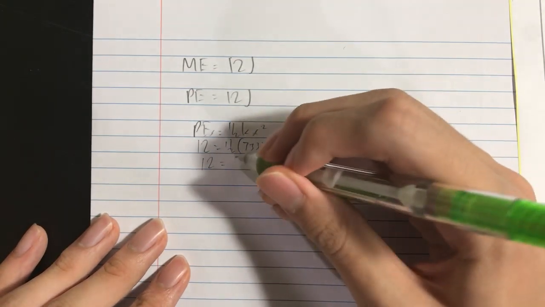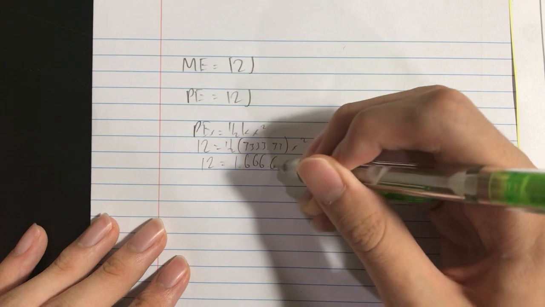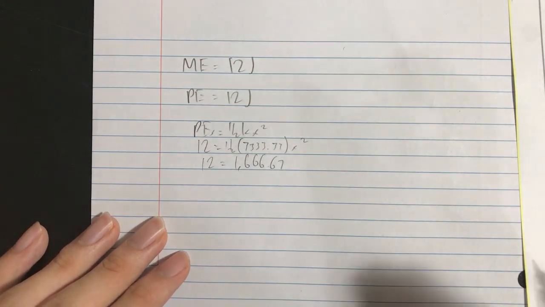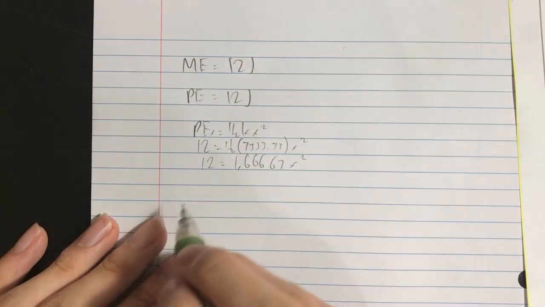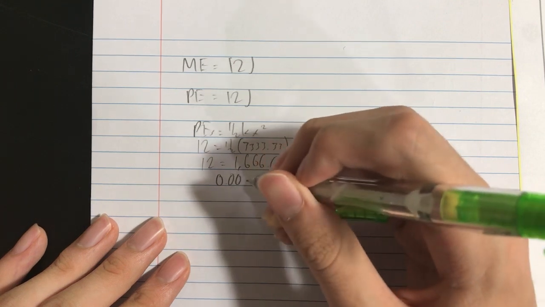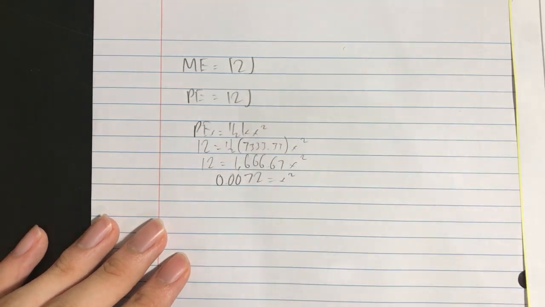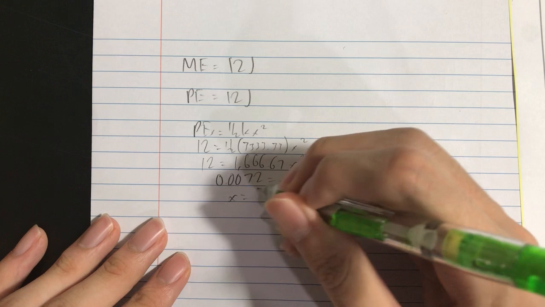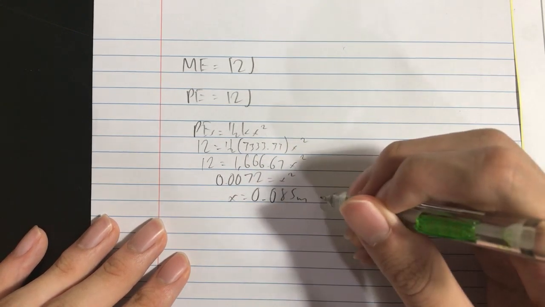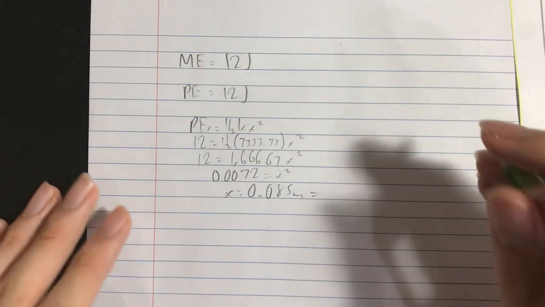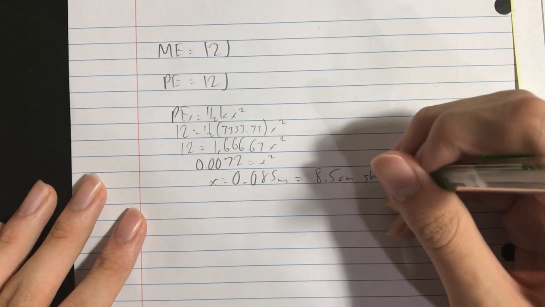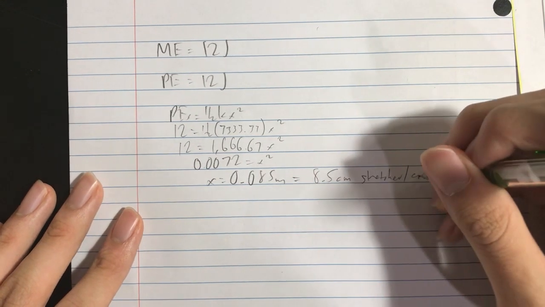Half of that is 1,666.67, so 12 equals 1,666.67 x squared. Divide, and we get 0.0072 equals x squared. Square root both sides, and we get x equals 0.085 meters. To convert it to centimeters, we multiply by 100 to get 8.5 centimeters stretched or compressed.